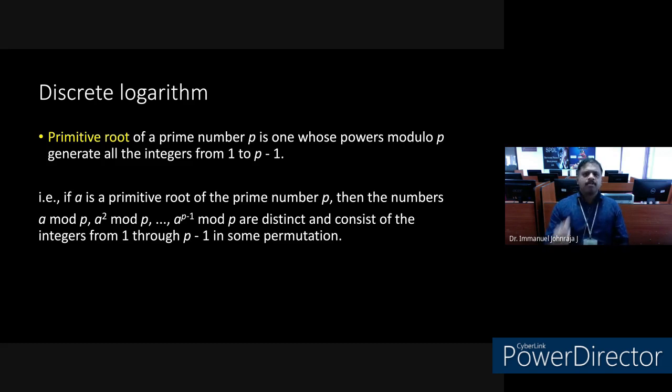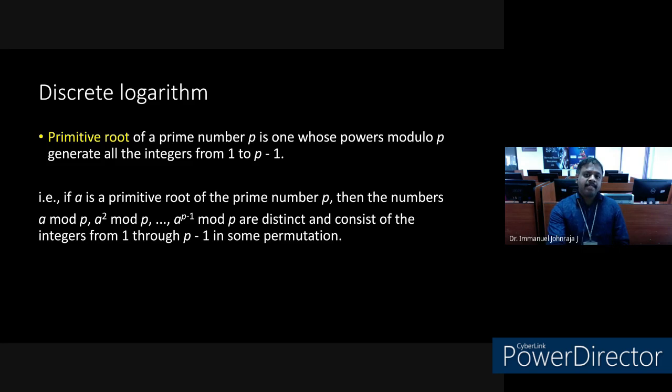If p is 11 for our example, you will get a mod 11, a square mod 11, a cube mod 11, up to a power 10 mod 11, which will give you all the numbers from 1 to 10, maybe in a jumbled way. What is that a? That is the primitive root. How can you find that? Using the discrete logarithm. All right.